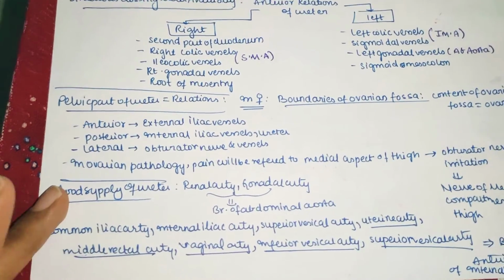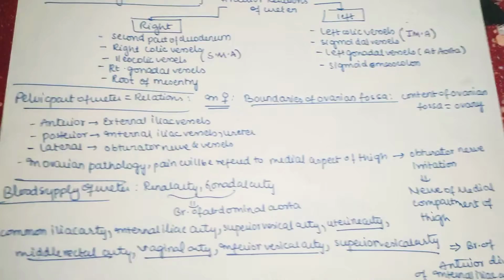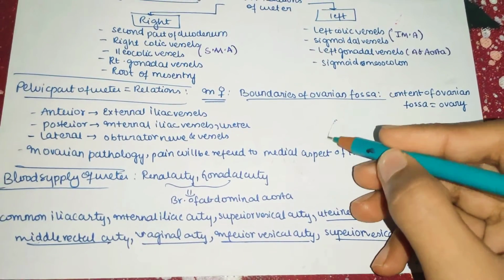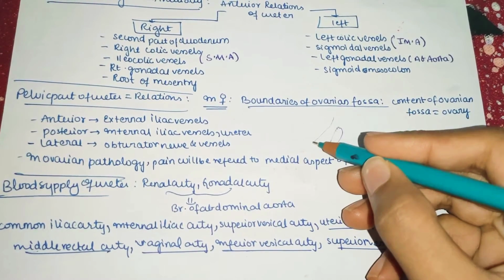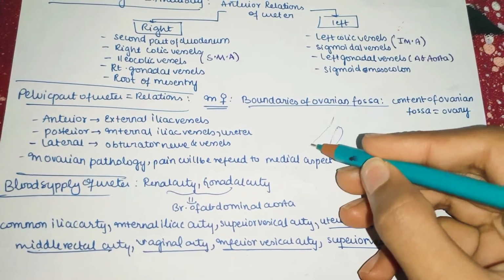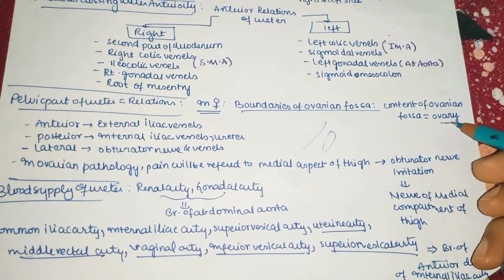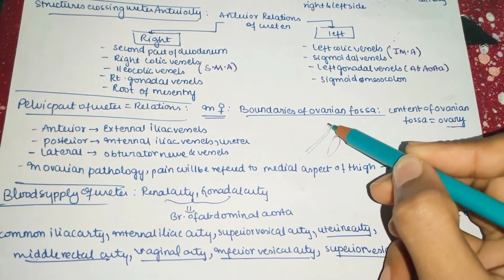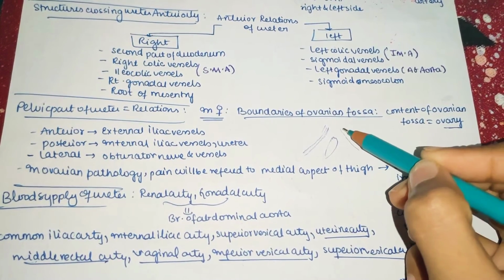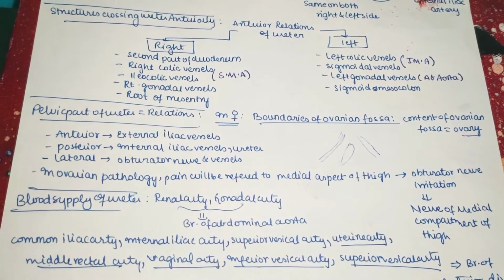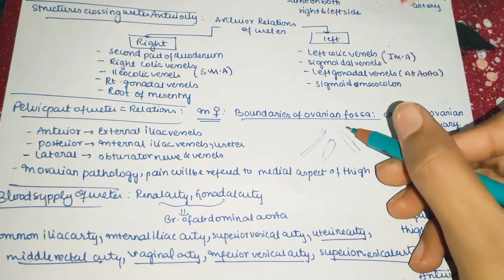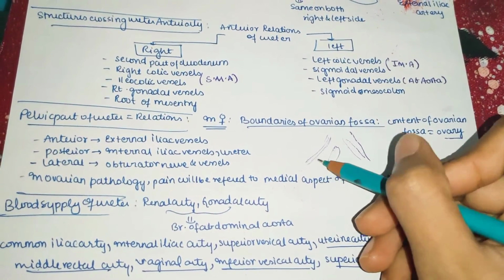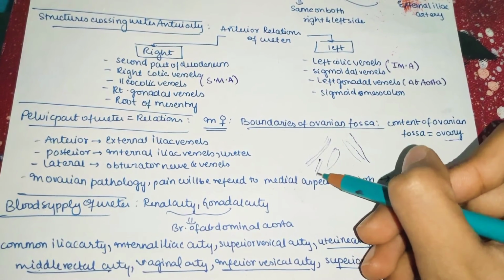Now coming to the pelvic part of ureter. So in the pelvic part of ureter, especially in the female, if you see the boundaries of ovarian fossa. So here lies the ovary, and here the content of ovarian fossa is of course ovary. So anterior to the ovary you will have the external iliac vessels like this, and posteriorly you will be having internal iliac vessels, and also there is ureter. And laterally there is obturator nerve and vessels which are passing.